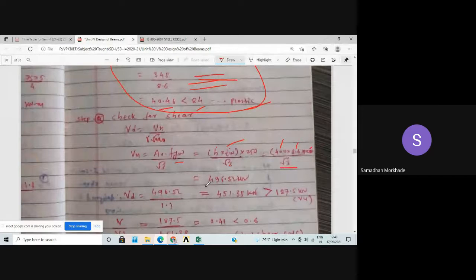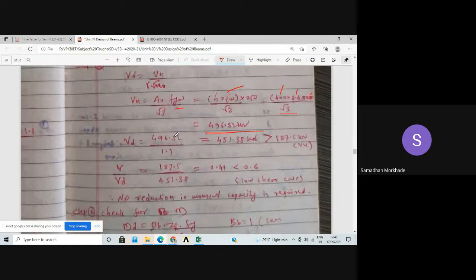So it is 496.52. This is the nominal shear. Now therefore design shear is equal to 496.52 divided by partial safety factor 1.1. It is 451.38. This is the design shear.